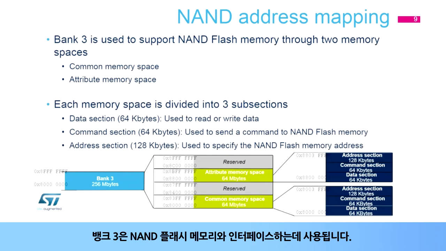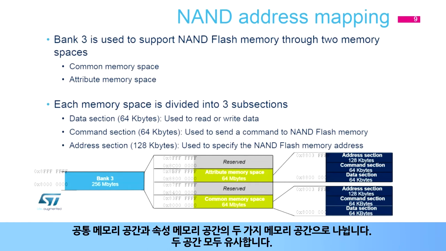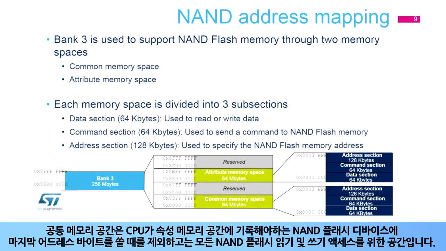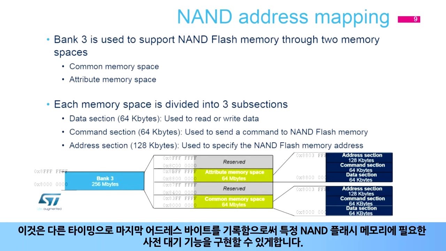Bank 3 is used to interface with the NAND flash memory. It is divided into two memory spaces, common memory space and attribute memory space. Both spaces are similar. The common memory space is for all NAND flash read and write accesses, except when writing the last address byte to the NAND flash device, where the CPU must write to the attribute memory space. This allows you to implement the pre-wait functionality needed by certain NAND flash memories by writing the last address byte with different timings.